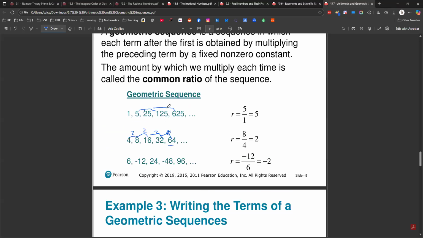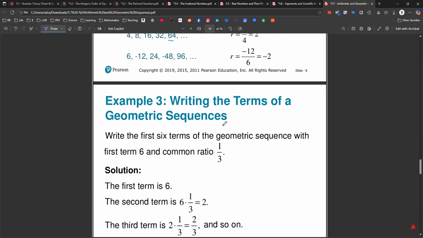Okay. You also note here that to define the ratio, you just take any two consecutive terms. So if we took 625 and divided it by 125, what we would get is the same ratio, which is 5. And sure enough, if you multiply 125 by 5, you get to 625 exactly.